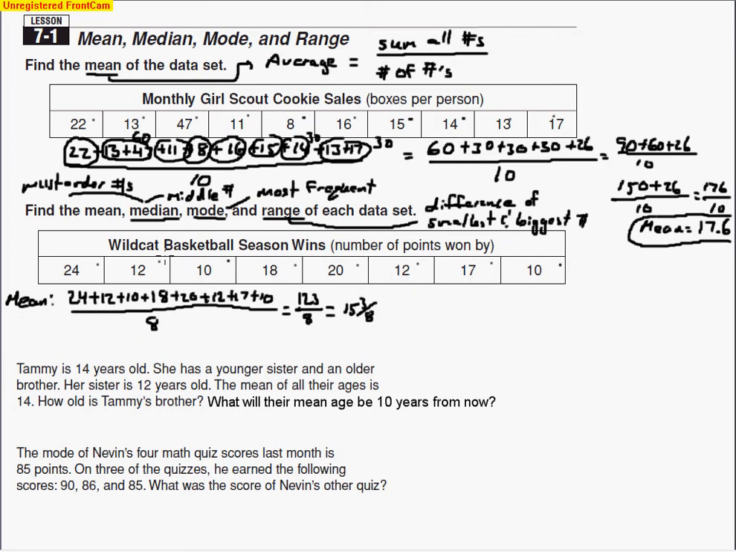So let's see what it represents. Wildcats basketball season wins. Number of points won by. So we win by typically 15 3/8. So we'd say maybe you win by 15 points. Again, sometimes you get numbers for the mean or median or mode that end up being fractions, and you can't have 3/8 of a point. You can't win by 3/8 of a point. But what this does is it gives you an idea that the mean, the average, is between 15 and 16, but a little closer to 15 than it is to 16. So it just gives you an understanding about how much they end up winning by.